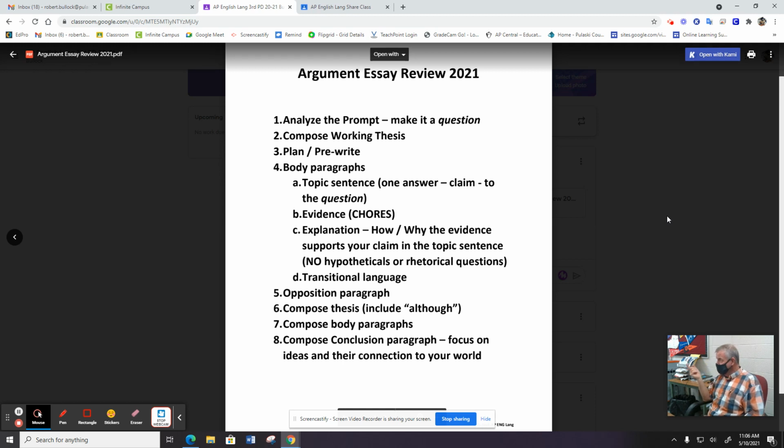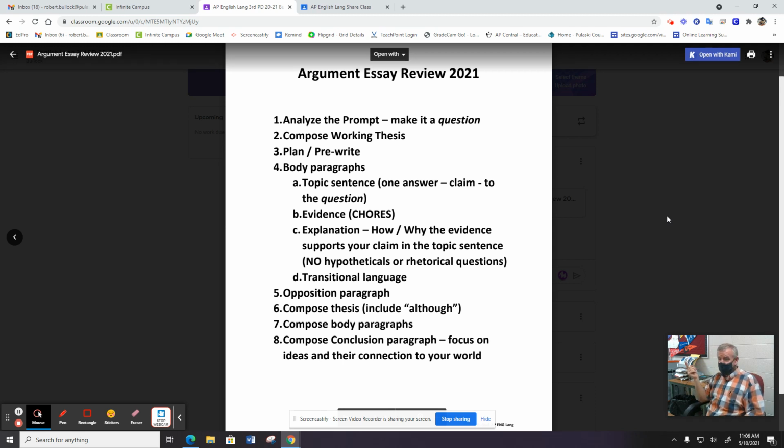What do we do first? Analyze the prompt. Turn the prompt into a question. It's that simple. When it says to write an essay in which you blah, blah, blah, turn that into a question. The last one was on Eleanor Roosevelt and talking about patriotism. All you have to do is turn that into a question, and that is this: How would I define patriotism? Or what is patriotism? That's it. And you work from there.